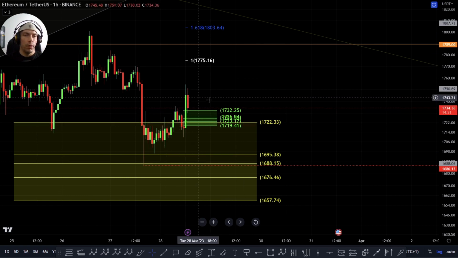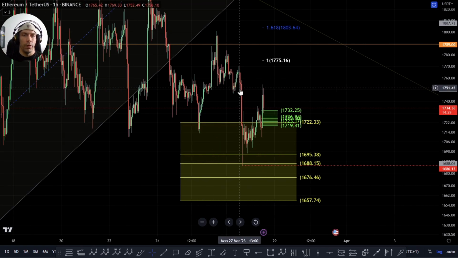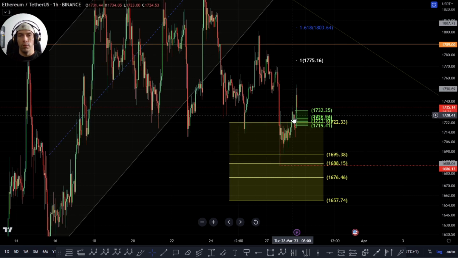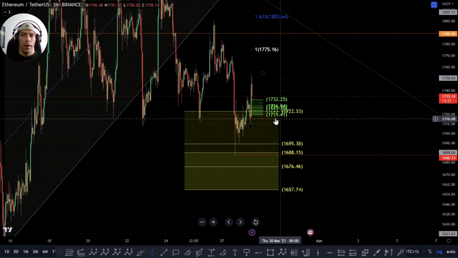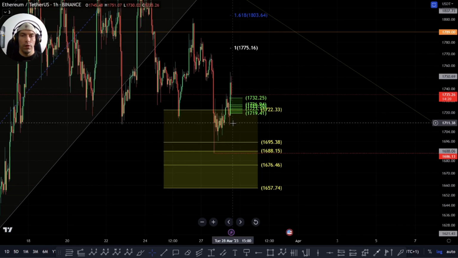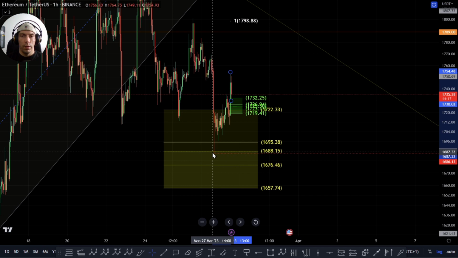But until we actually get that, we need to just be aware we've come up into these previous support zones here, and we've been rejected. We need to see if this holds. Potentially if this starts to break down here, and we start to lose this 1719 area, it becomes less likely.